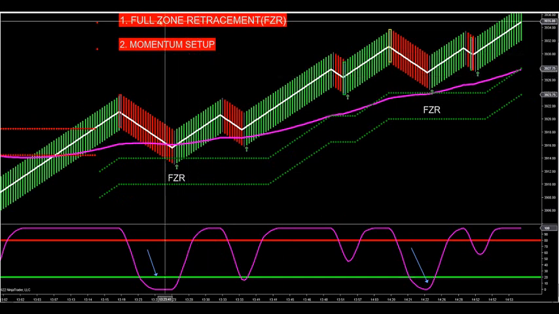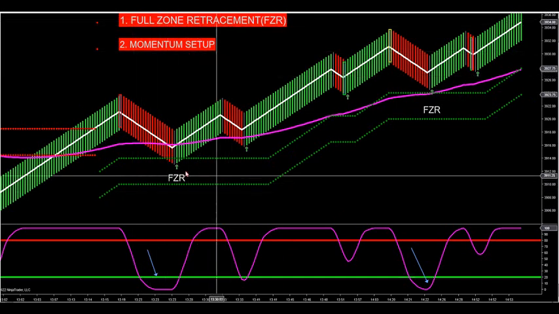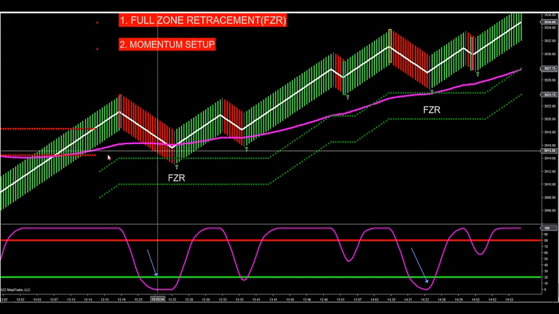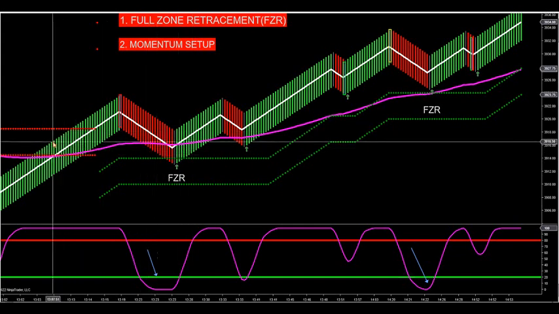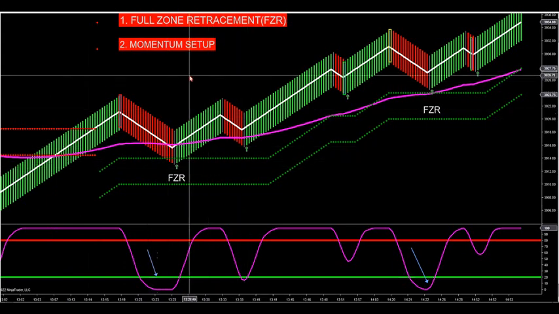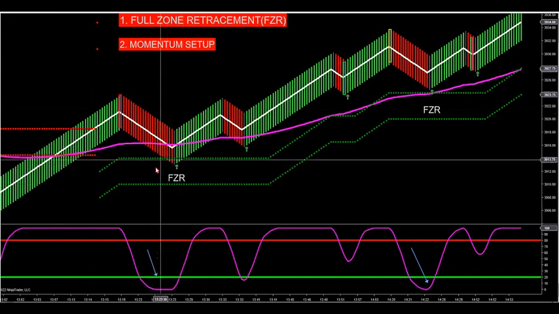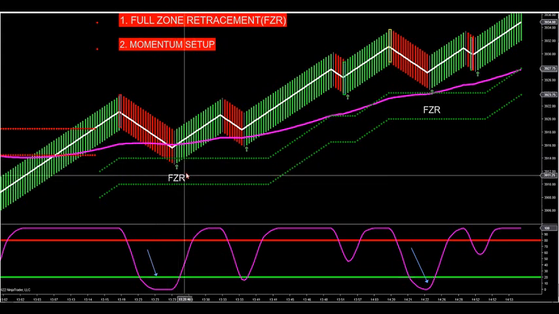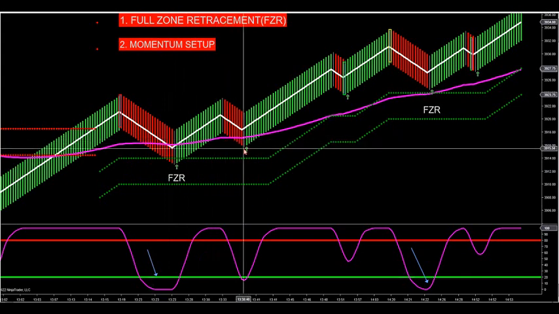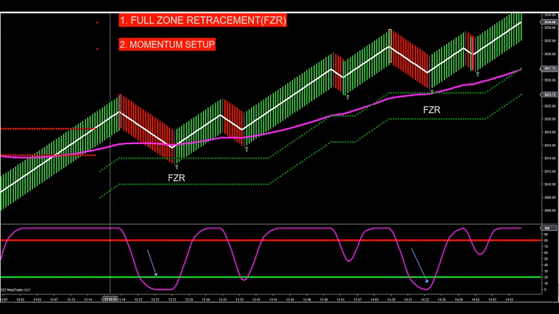The market's either going to be in a full zone retracement and fire outside that zone, right? Or it's going to trend change and give you a sell zone or a buy zone, and then you're going to have a momentum when the momentum comes in the market. So after you come out of the FZR, the market gets some traction and we start moving, the market's moving now, and you get in what's called a momentum setup.